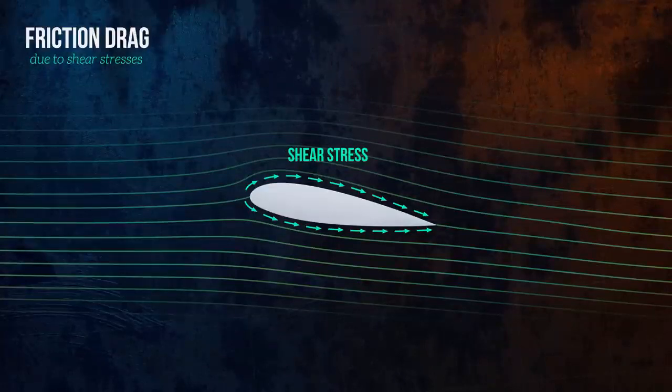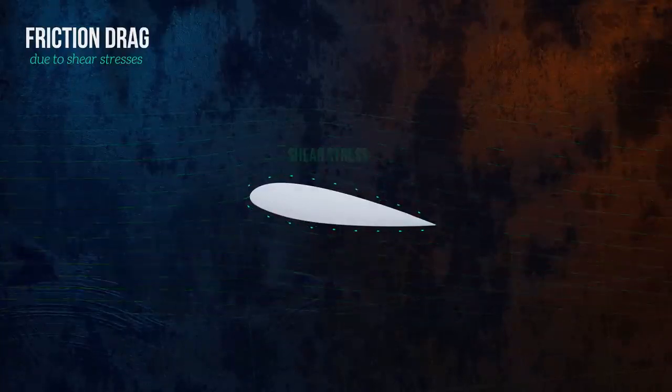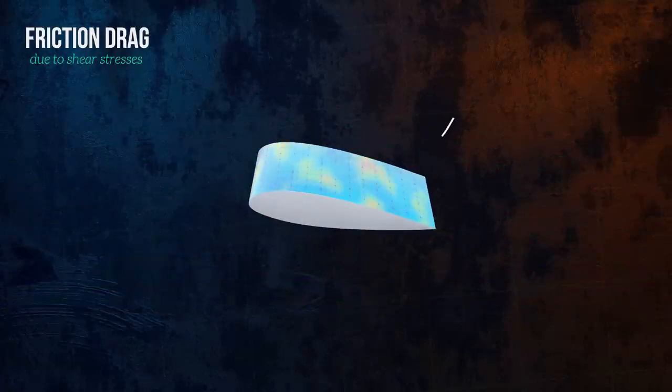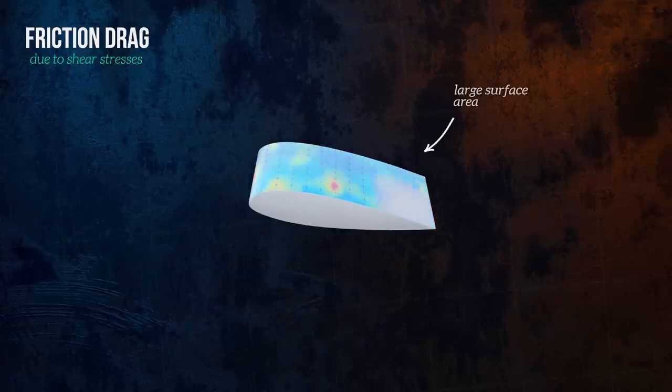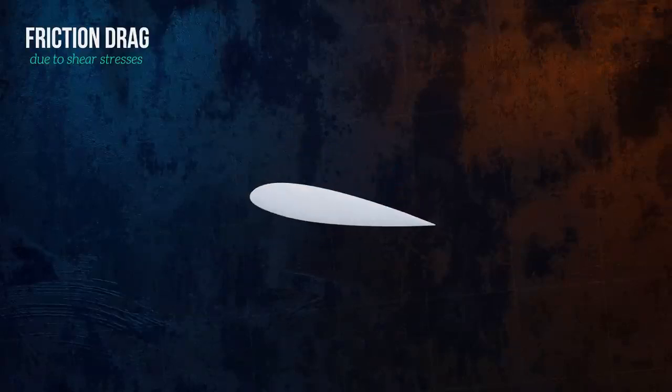Friction drag increases with the viscosity of the fluid and is most significant for bodies which have a large surface area aligned with the direction of flow. We saw earlier that turbulence delays flow separation, which reduces the pressure drag. But for friction drag, it has the opposite effect.